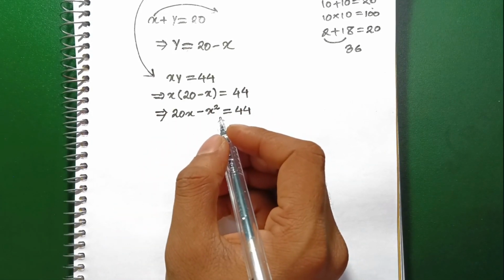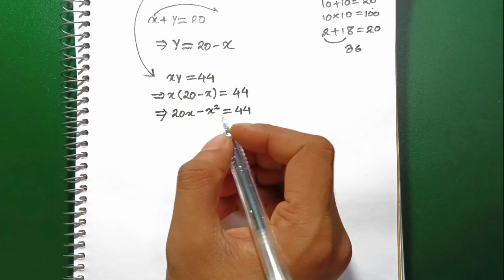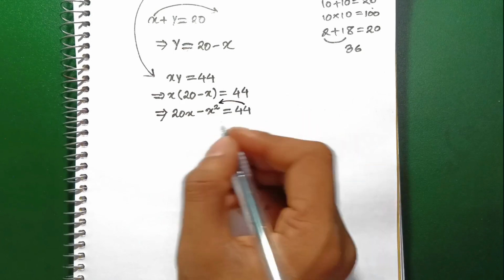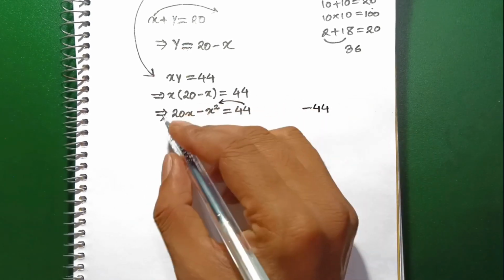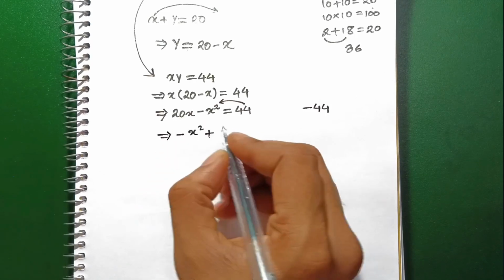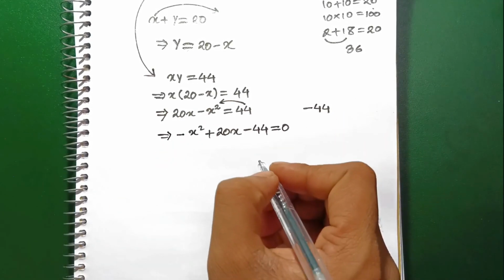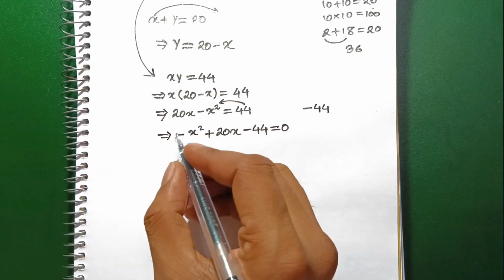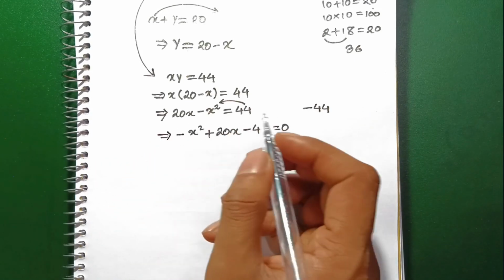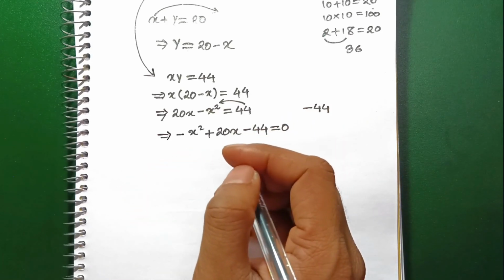But we are not done yet, because this is looking like a quadratic equation. To solve a quadratic equation properly, we generally want to set the whole thing equal to 0. So let's move that 44 over to the left side by subtracting 44 from both sides, which gives us negative x squared plus 20x minus 44 equals 0. I don't know about you, but I really do not like having a negative sign in front of my x squared term. It just makes things messy and increases the chance of a silly sign error later on.